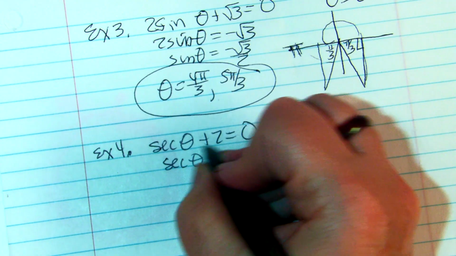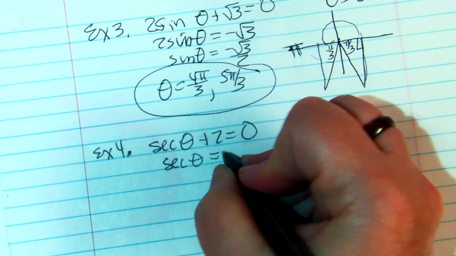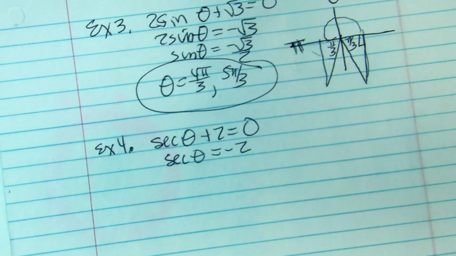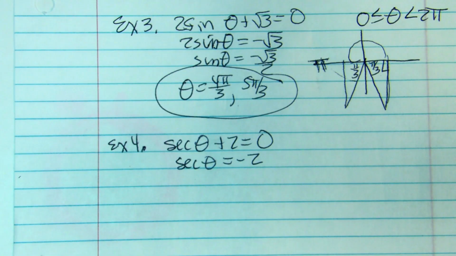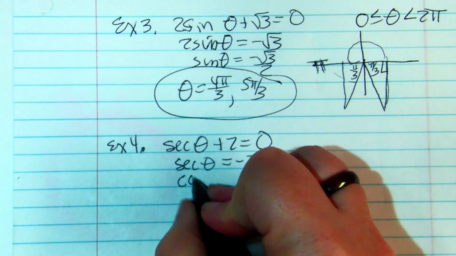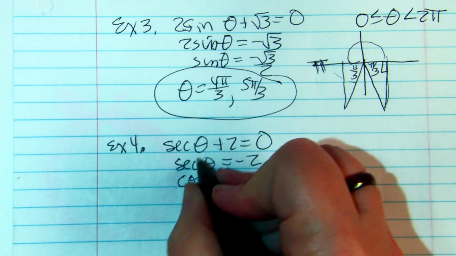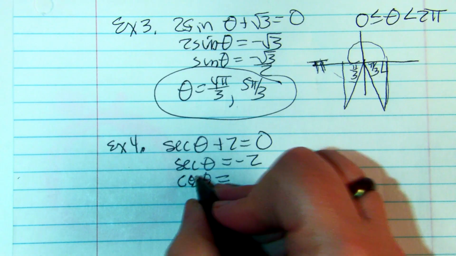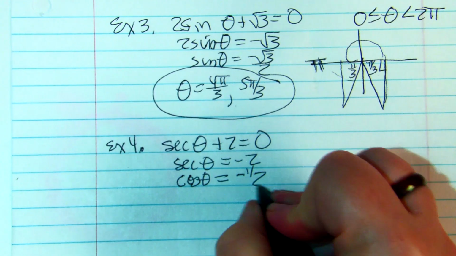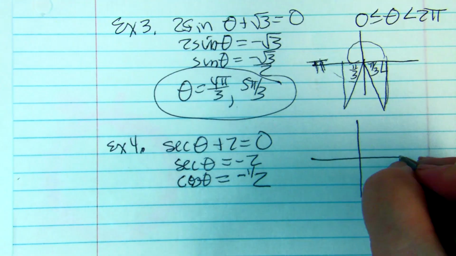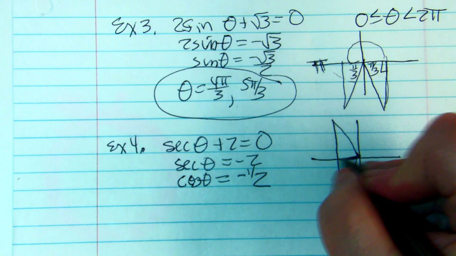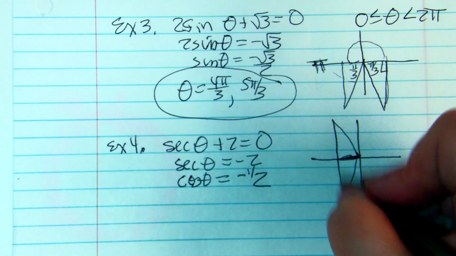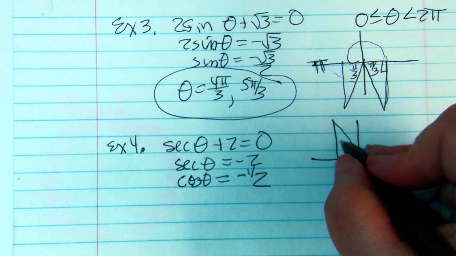Secant theta plus 2 equals 0. Secant theta equals -2. And I'm not that good working with secant, tangent, cotangent, and cosecant, so I'm going to change it to cosine theta equals, and these are what? Reciprocals, so -1/2. So cosine of theta is -1/2. Cosine is negative here and here. And the angle is pi over 3 right here.